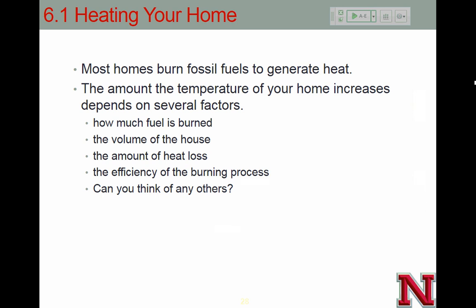So of course we use fossil fuels to generate heat. We use that all the time. And the temperature you are increasing inside, which is not happening in this room right now because it's freezing, is relevant to how much fuel is burned, the volume of the house, the amount of heat loss, how well your house is insulated, the efficiency of the burning process, since different fuels burn differently, and a lot of other things that go into it. So we're going to be applying this concept of energy and heat to chemical reactions.